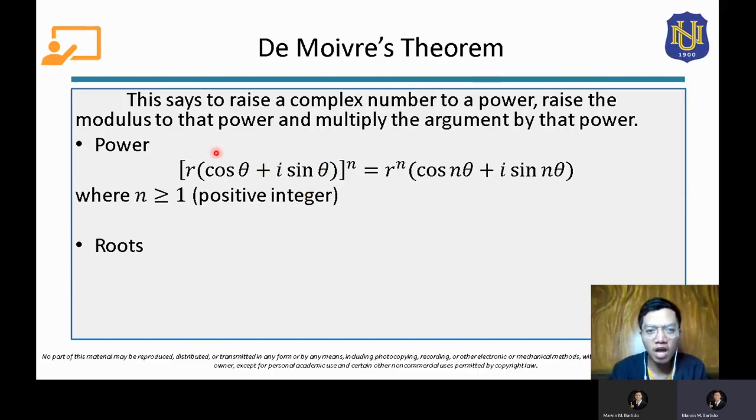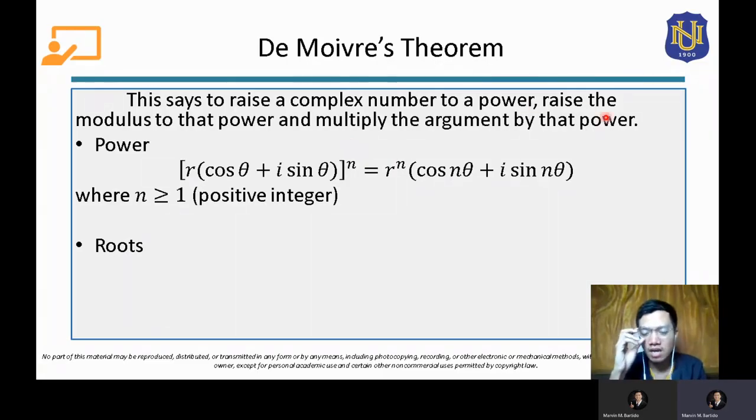Let's say we have a complex number raised to a certain power, say the fifth power, sixth power, or even the 20th power. Solving this manually would be a long solution. So instead of solving it manually, we're going to use this theorem to solve for a complex number that is raised to a specific power.